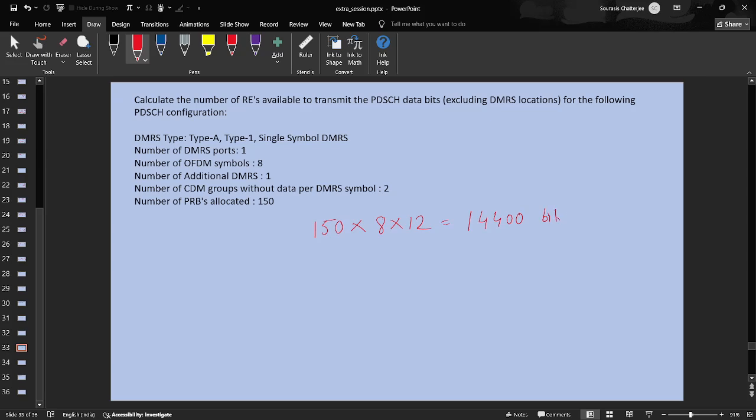Now for DMRS, we have one additional DMRS on top of the original one. That means 2 here. And the number of CDM groups without data is also given as 2.